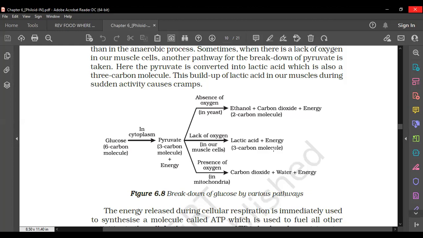Glucose to pyruvate happens in the cell, in the cytoplasm. Again, this pyruvate will break down into ethanol, lactic acid, or carbon dioxide. Pyruvate to ethanol in the absence of oxygen takes place in yeast. Pyruvate to lactic acid takes place in the muscle cells whenever there is a deficiency of oxygen, after exercise or running or any other physical exercise. And pyruvate to carbon dioxide, water and energy happens in the mitochondria.